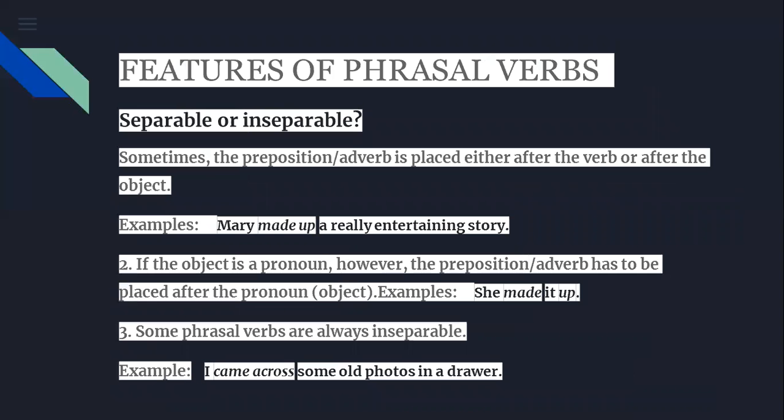So what are the features of phrasal verbs? The features of phrasal verbs: they can be separated into transitive verbs and intransitive verbs. Transitive verbs can be separated, and intransitive verbs are not separated. Sometimes the preposition or adverb is placed either after the verb or after the object. Let us see an example.